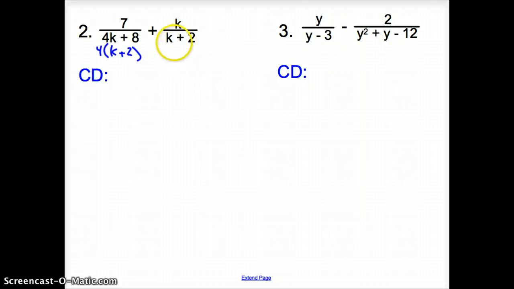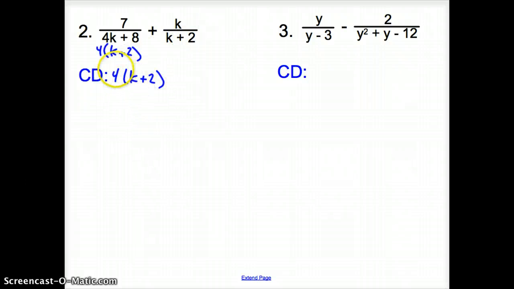So what's my common denominator going to be? Notice I have a k plus 2 in both, so I'm going to include a k plus 2. Then I also have this 4 sticking out here, so I'm going to multiply it times 4. So my common denominator is 4 times k plus 2. So looking at this denominator right here, do I have everything of the common denominator? Yes, I do. Now looking at this denominator, do I have everything from my common denominator?